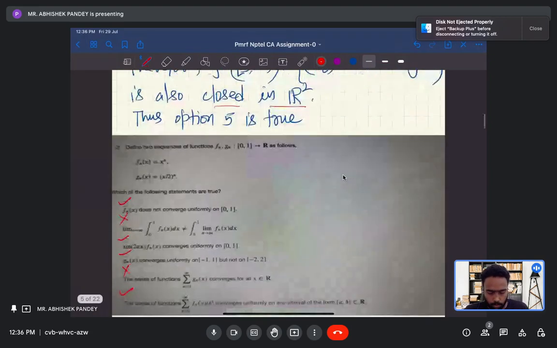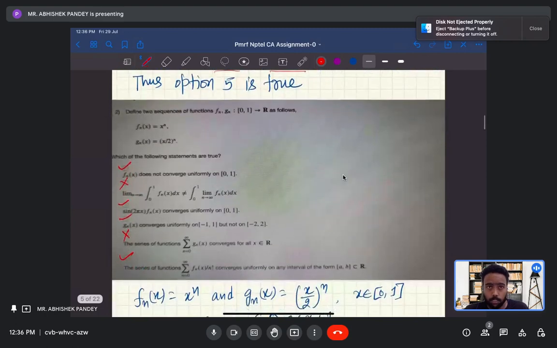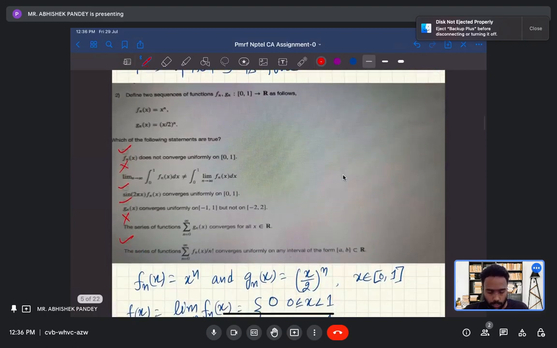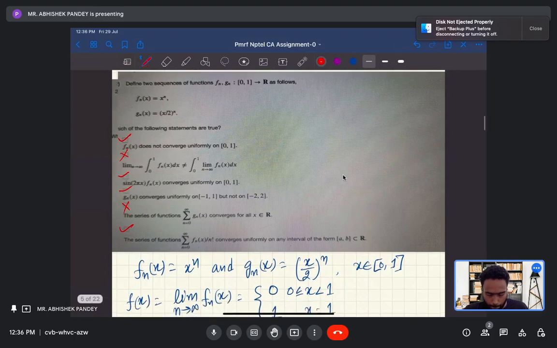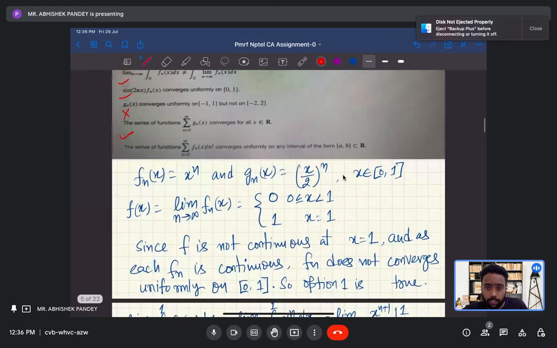Let us look at question number 2. This is basically on sequences and series of functions. Let f n of x equal x to the power n, and g n of x equal x upon 2 to the power n, where x belongs to [0, 1].